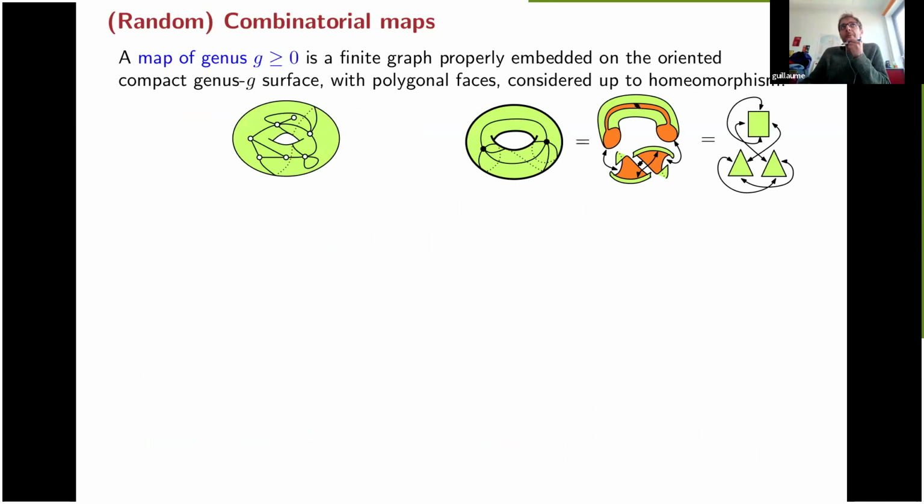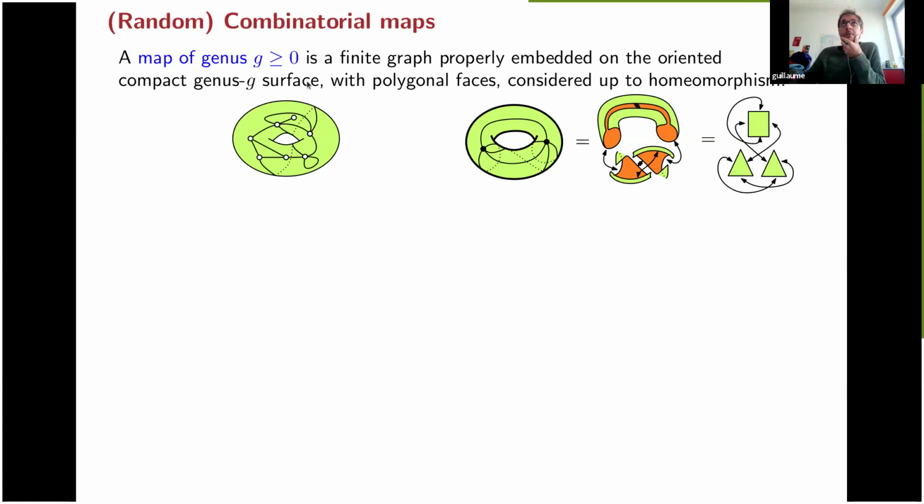More precisely, random maps. So you take an integer g, and I will consider maps of genus g. So a map of genus g is a finite graph, which is properly embedded on the oriented compact genus g surface. So for g equals 0, the surface is a sphere. For g equals 1, it's a torus. For g equals 2, it's a double torus, and so on.